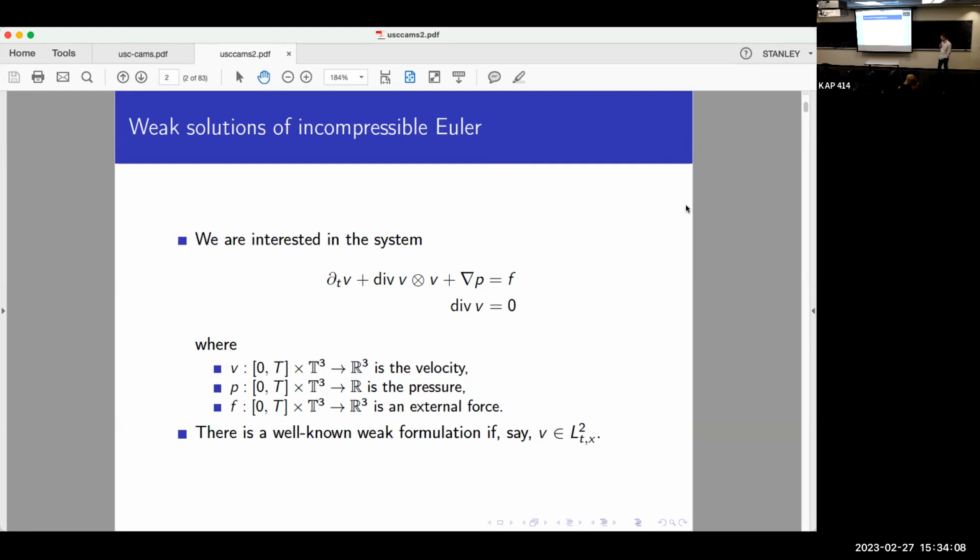But in this area of turbulence and convex integration, it's pretty common to look at just solutions as objects in themselves, not necessarily part of the initial value problem.